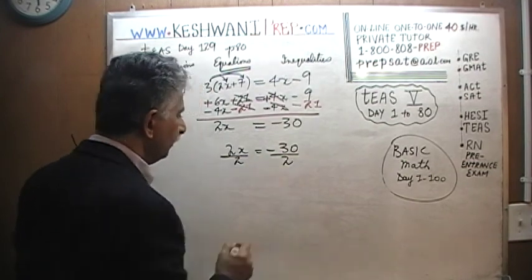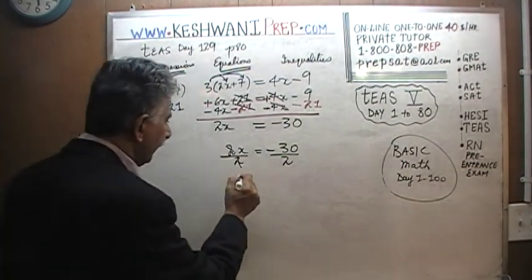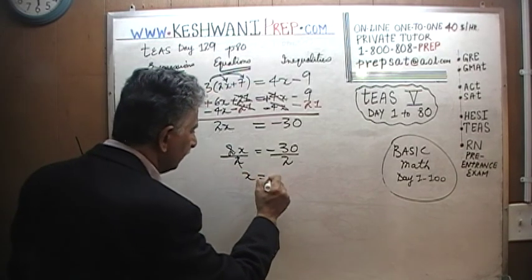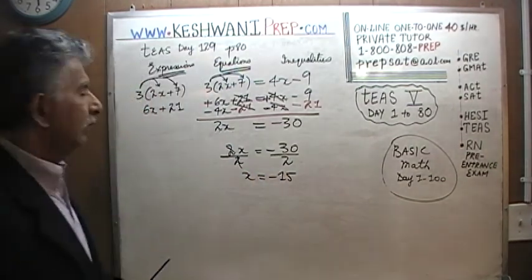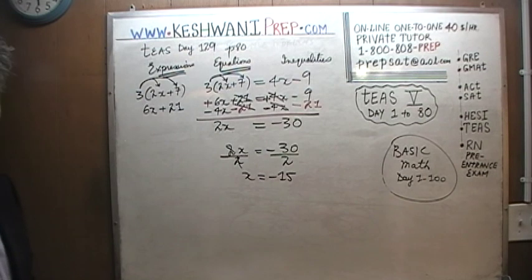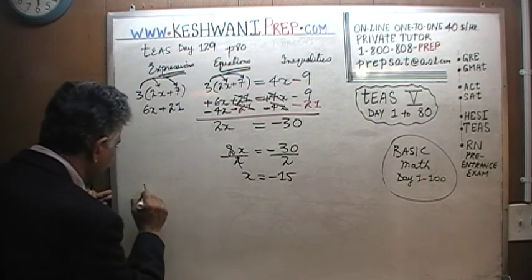Divide both sides by 2. 2 is going to cancel out, and x is equal to negative 30 divided by 2, which is negative 15. Now we need to verify it. We need to make sure that it is correct. Let's do it here.